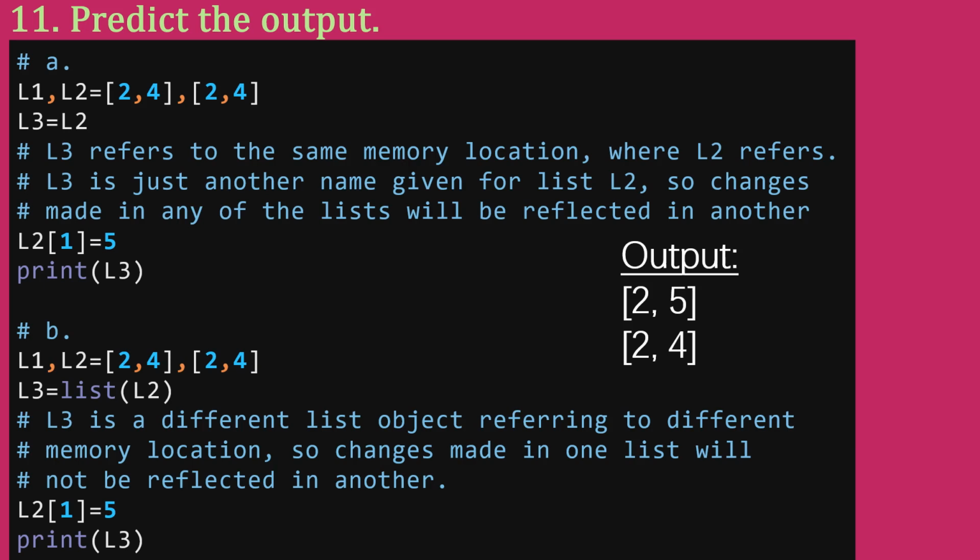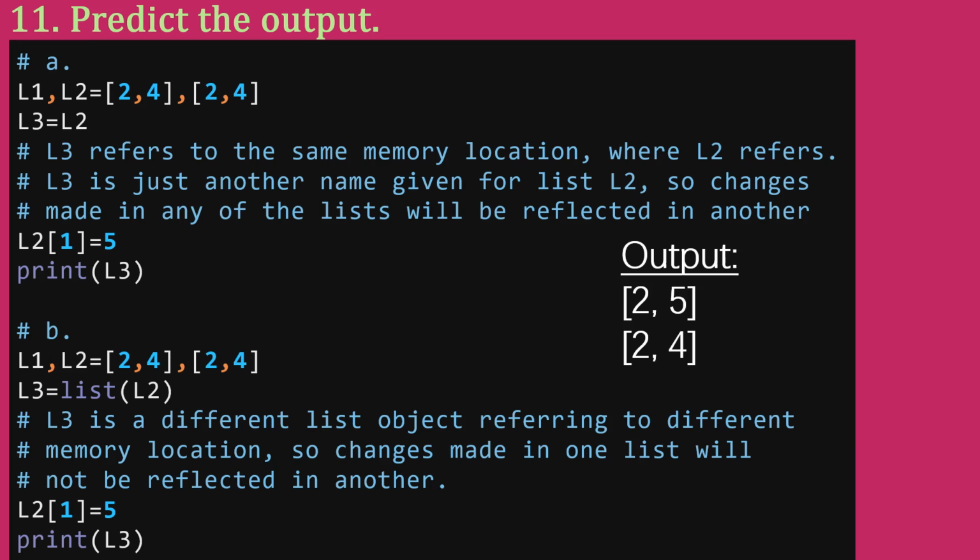That means whatever value is there in L2, the same value is in L3 also. Because they are not two different lists, but the same list having two different names. But in the second case, we are doing the same thing, but here we are using the list function. So here L3 is equal to list of L2. L3 is a different list object which is created having the same value as in list L2.